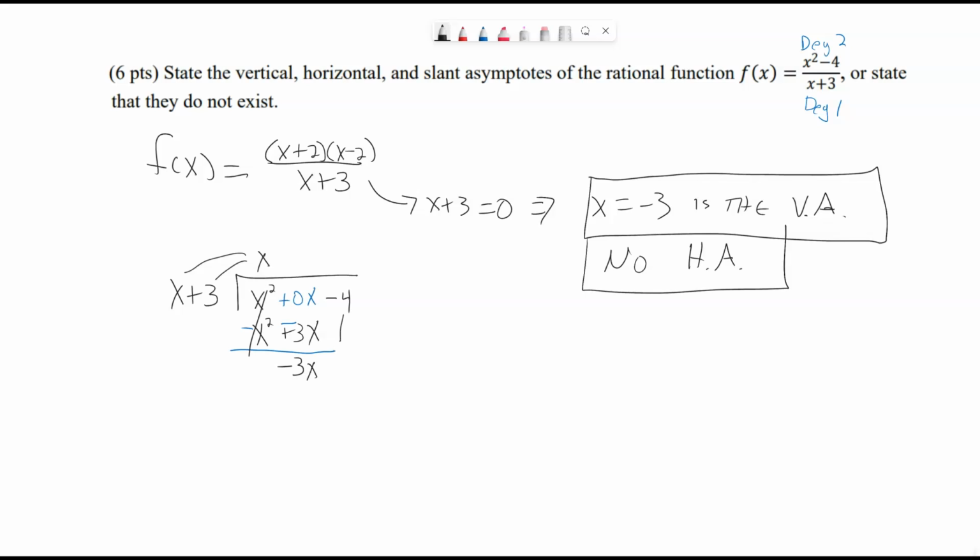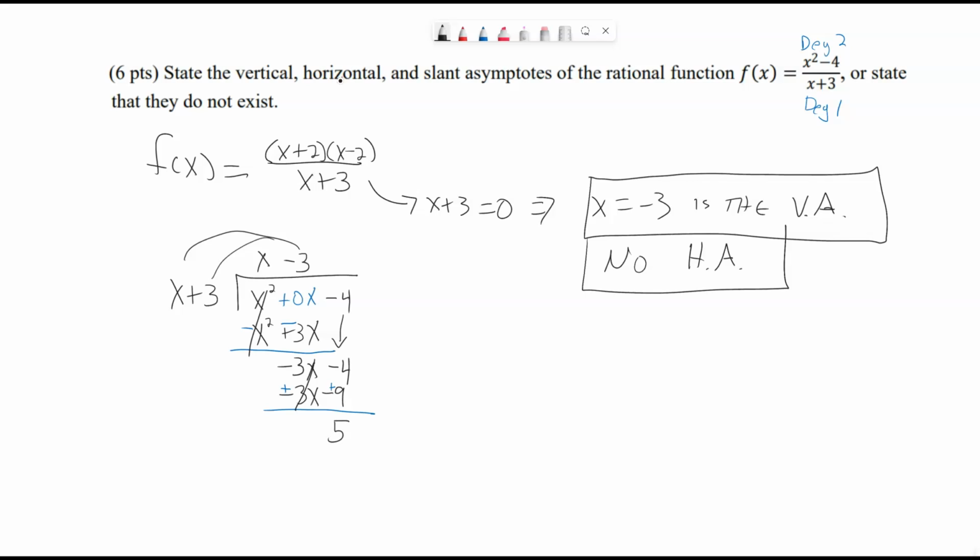We then drop down the next term, minus 4, and we repeat. X times -3 is -3x. And then we distribute. That is -3x minus 9. We then draw a line and change the signs so we can visualize the subtraction. We have -4 plus 9 is 5.